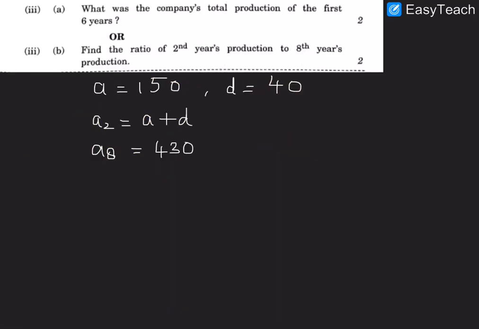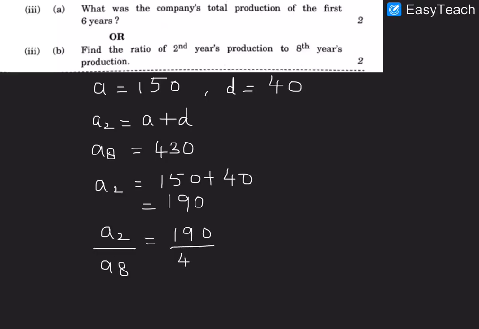So A2 we will calculate. A2 is what? 150 plus D, which is 40. So 190. And the ratio of the second year to the 8th year will be 190 by 430, which gives you 19:43. So this is the ratio of the production of the second year and the 8th year.